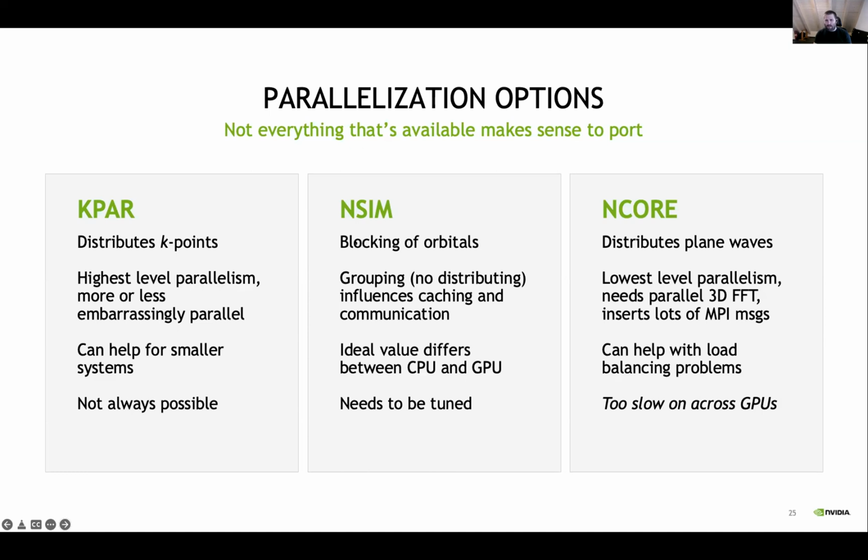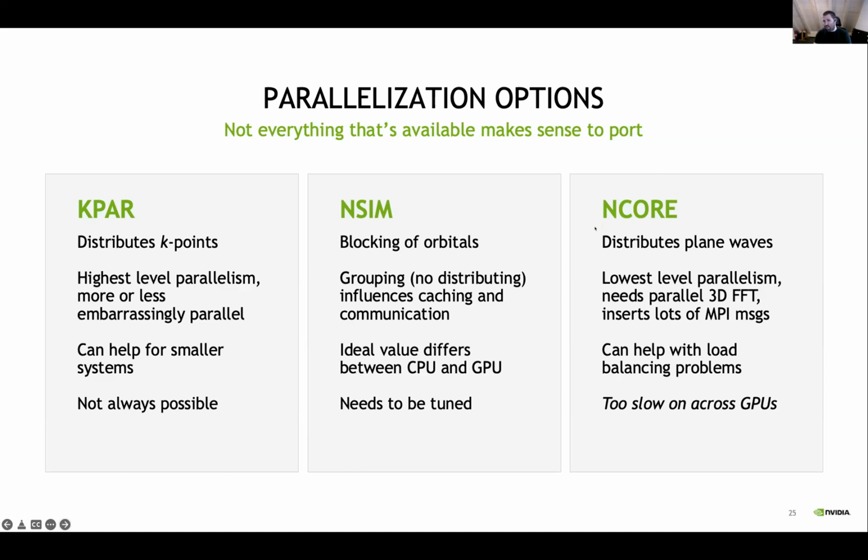NSIM is a VASP-specific parameter that simply influences how the orbitals are blocked, because you can do, say, one orbital, then apply all the operations to that orbital, and then proceed to the next. On the other hand, you could say, okay, let's take 4 orbitals, apply each and every operation to all 4, then proceed to the next operation, and so on and so forth. And that influences caching behaviors. So that is important. It's worth pointing out that the ideal value differs between the CPU and the GPU. So if you are not seeing the ideal performance, I strongly recommend looking into setting this parameter.